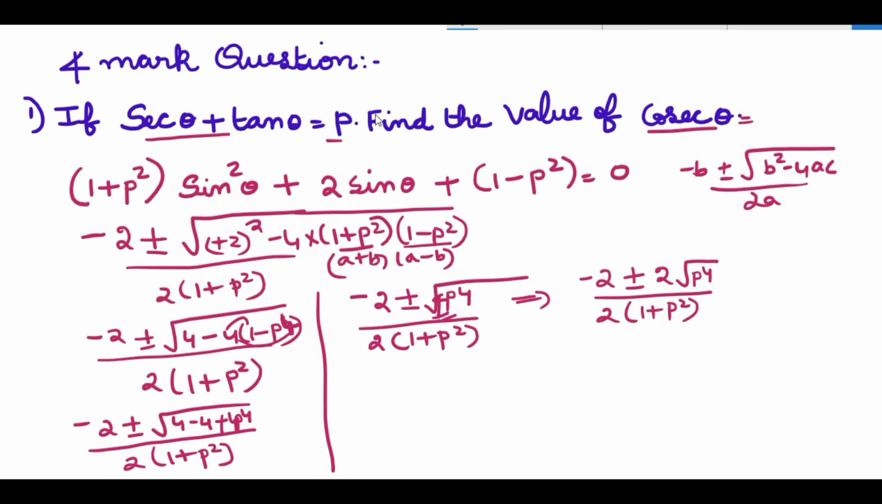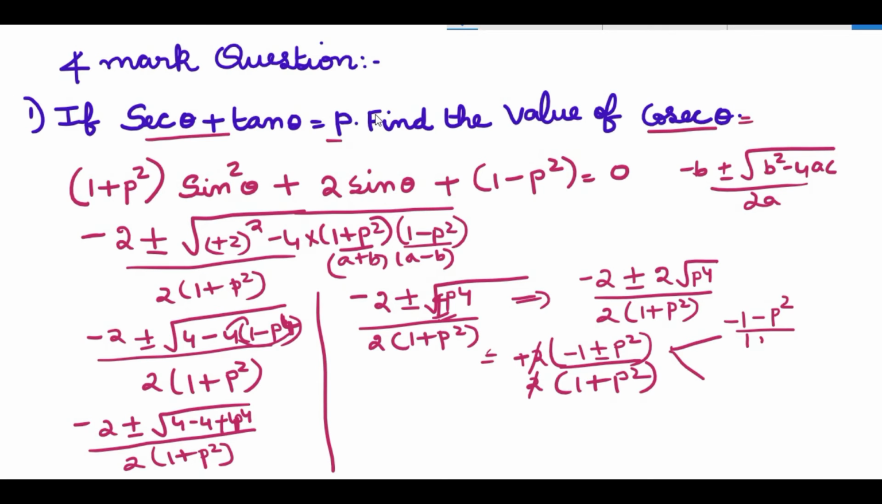So 2 we can take outside and we can cancel that 2. So we have minus this plus 2, when you take outside we have minus 1 plus or minus square root of p to the power of 4 is p square divided by 2, 1 plus p square. 2 and 2 will get cancelled. So this again we can divide into 2. The numerator will become 1 minus p square divided by 1 plus p square, and otherwise it is minus 1 plus p square divided by 1 plus p square.